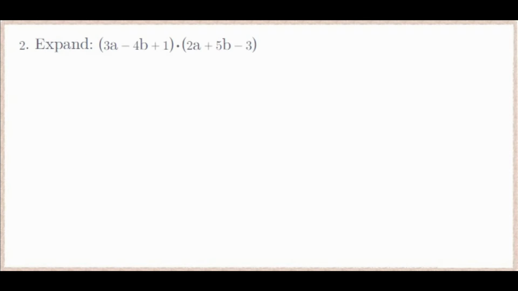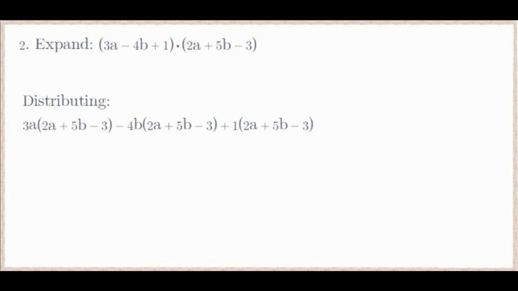There are a few ways that we can try expanding this. The first one would be to take each of the terms from the first factor and multiply it by the second factor. So you would get 3a times 2a plus 5b minus 3, minus 4b times 2a plus 5b minus 3, plus 1 times 2a plus 5b minus 3.